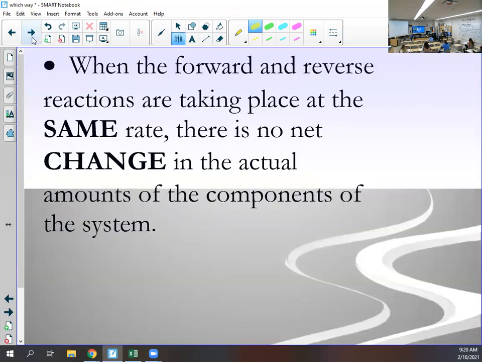Now, this is sort of tricky here. When the forward and reverse reactions are taking place at the same rate, there is no net change in the actual amounts of the components of the system.